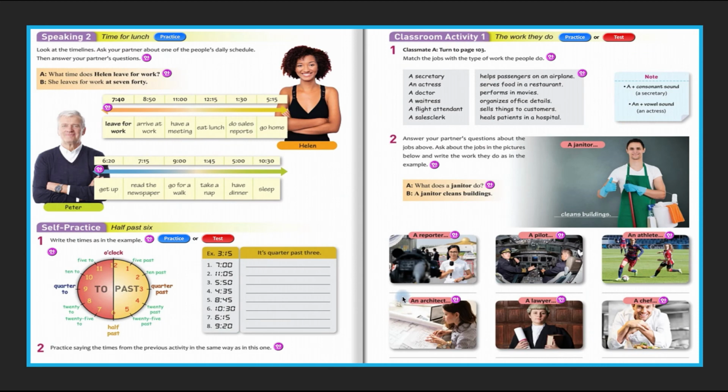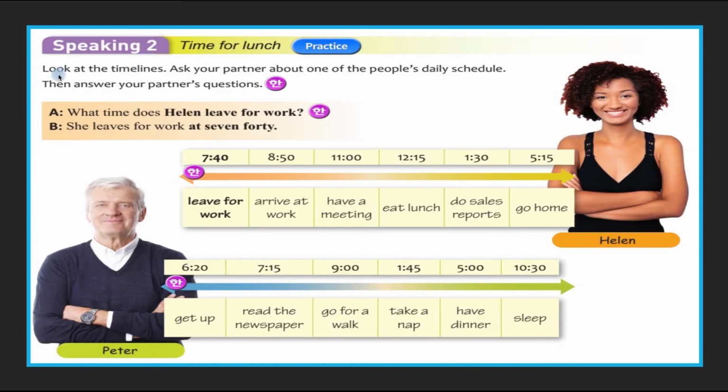Okay, so second, speaking 2, we have time for lunch. Look at the timelines, ask your partner about one of the people's family schedule, then answer your partner's question. So we've got Peter and we've got Helen. We have the times, and then we have the activities that they do in their daily schedule. We're going to look at Helen, and we'll leave Peter for homework.